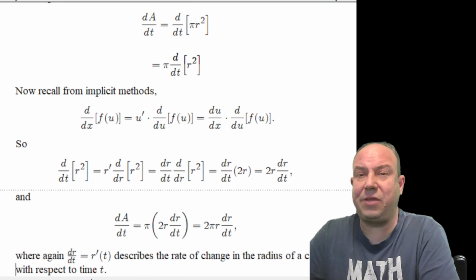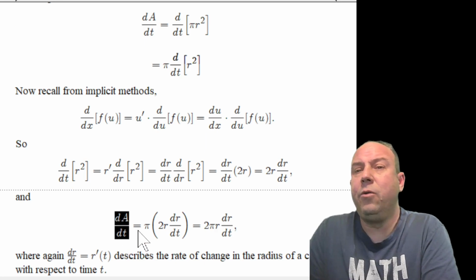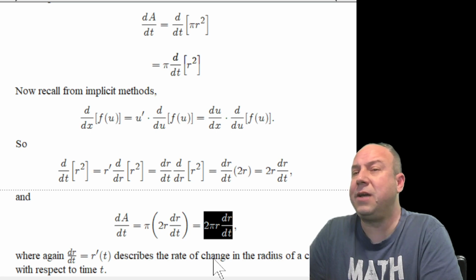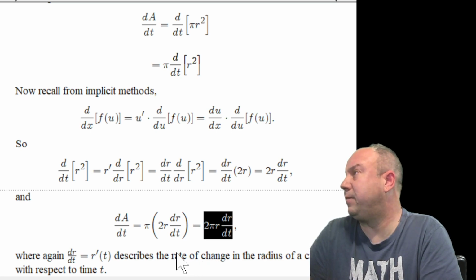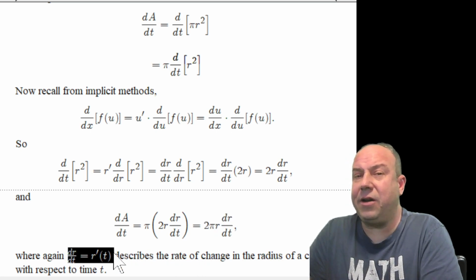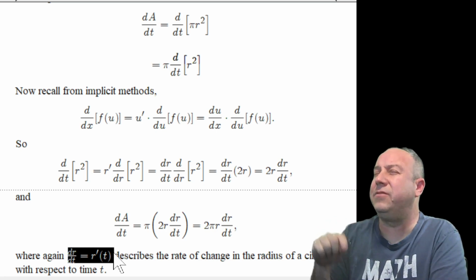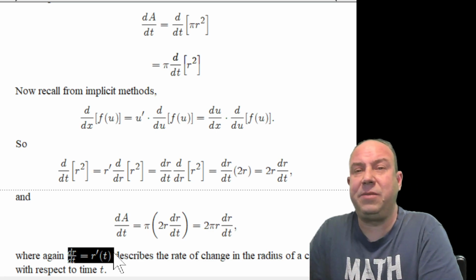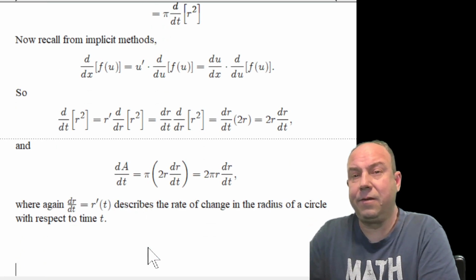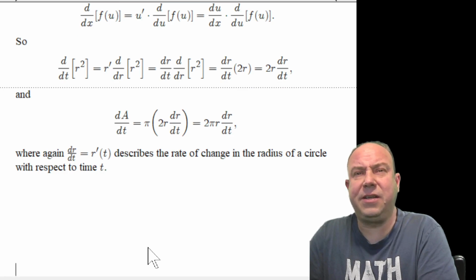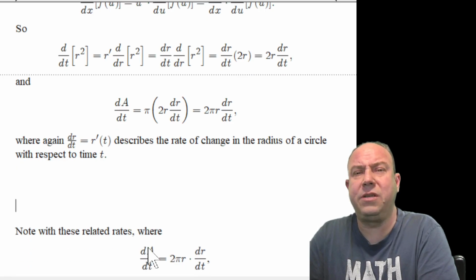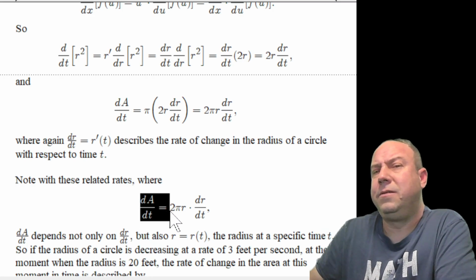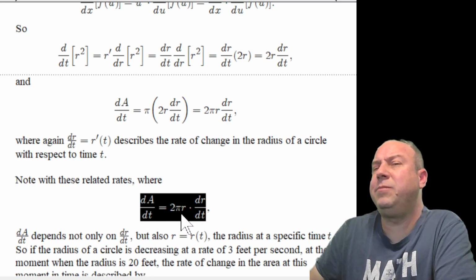And if we substitute that into our result, we end up with dA dt must be equal to 2 pi r times dr dt. Where again, dr dt is describing the rate of change in the radius of the circle with respect to time t. Right? And I think I summarize it here where we say, note dA dt then is equal to 2 pi r times dr dt.